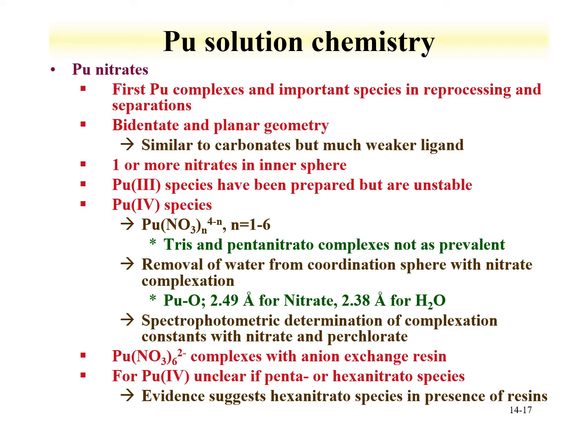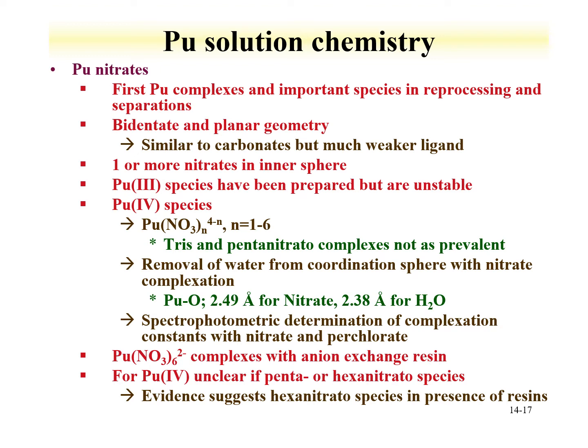The plutonium nitrates are very important species, particularly due to their prevalence in reprocessing and separations. Really some of the first solution compounds evaluated. The coordination chemistry is similar to the carbonates, where you can get bidentate and planar geometry, but unlike the carbonates, the compounds have much weaker interactions. There tend to be 1 or more nitrates in the inner sphere.